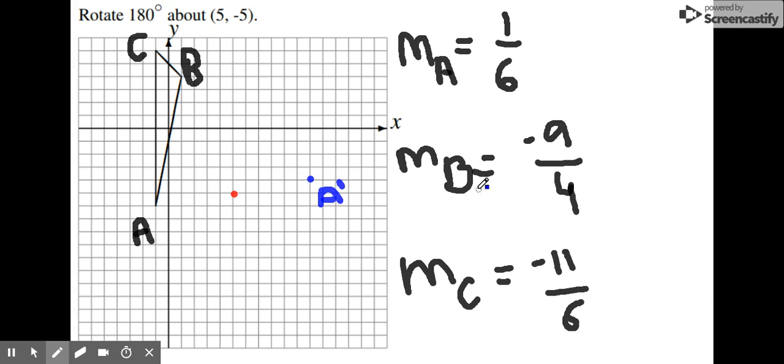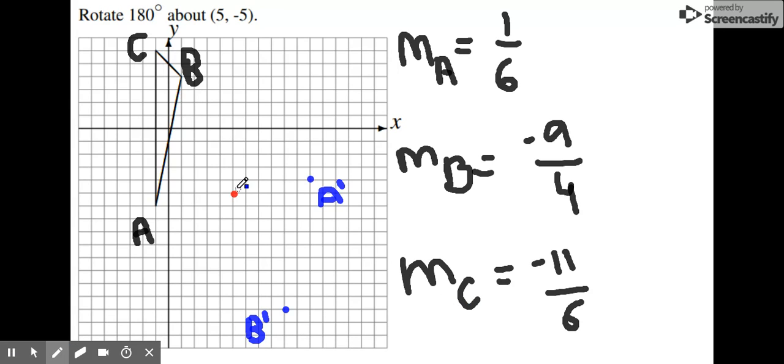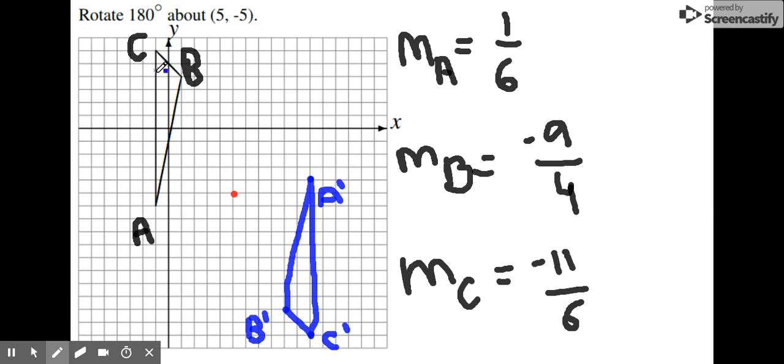We're going to follow this process for B. So B to the center of rotation is -9/4, so we're going to go down 9, right 4. And then the slope from C to the center of rotation is -11/6. So now at the center of rotation, we're going to go down 11, right 6 units. You might have also noticed that the distance from C to B, you go down 2, right 2, and you're going to see the same thing here, down 2, right 2. So you can use that relationship to help you as well if you don't care for counting so much.